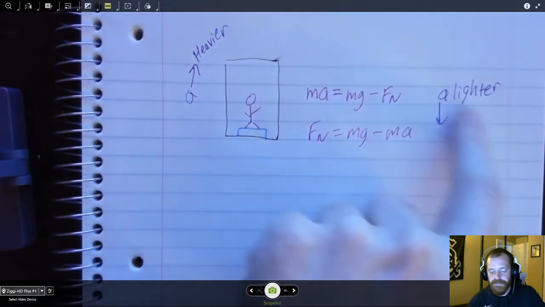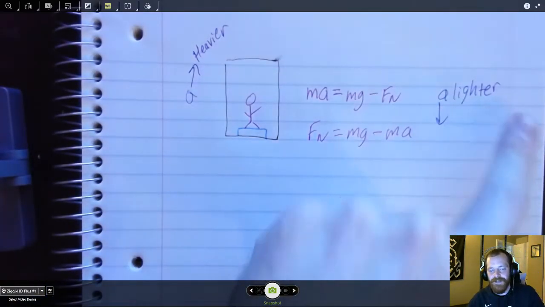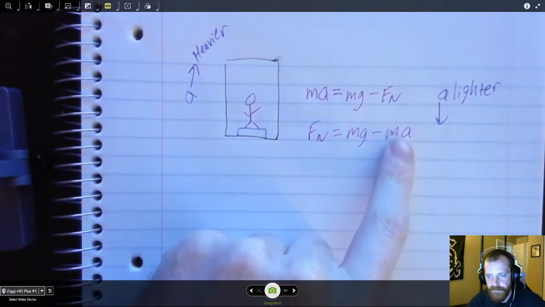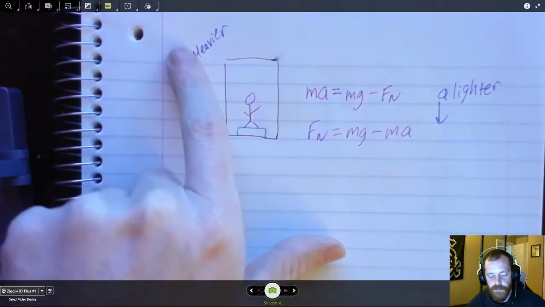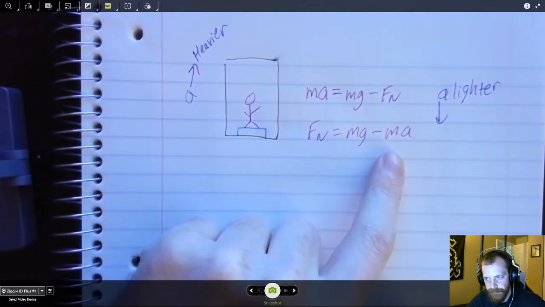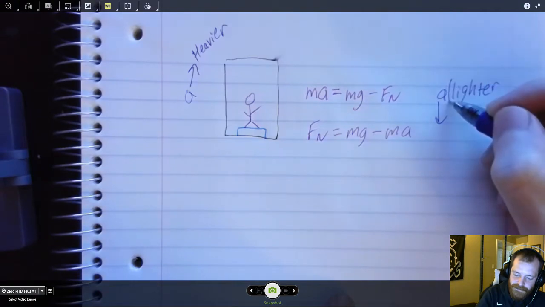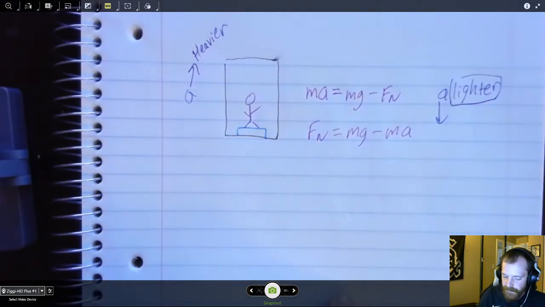Okay, not a lighter. That's acceleration. Lighter, because it's like the floor is dropping out from underneath them. So when the acceleration is downward, subtract. When the acceleration is upward, add. That's basically how you're going to do it. All right, so let's do a problem.